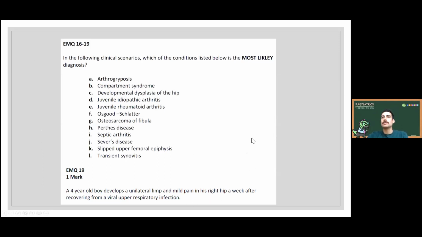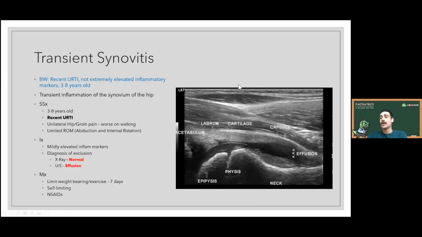Great, so the buzzword's viral upper respiratory tract infection, so transient synovitis. So transient synovitis is inflammation of the synovium, secondary usually to a URTI. And usually you wouldn't get very raised inflammatory markers, and not like septic arthritis or osteomyelitis. And you wouldn't really do an X-ray. It's just to rule out other causes if you're thinking, but an X-ray will be normal. And ultrasound of the hip will show an effusion like this one here. It's very self-limiting, and you can give NSAIDs and lifestyle modification to manage.